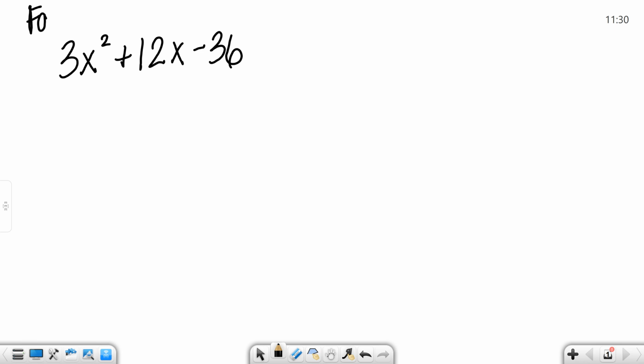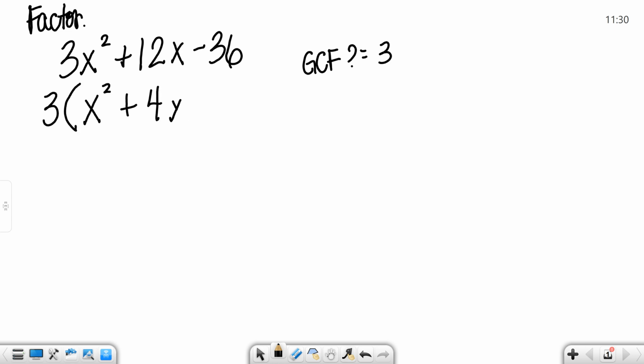All right, and my directions are just factor. Now, I said it last example, and so let me say it again. Anytime your directions say factor, you always look for a greatest common factor first. And this is a great example of why. These do have a greatest common factor. It's 3. So first I'm going to factor out my 3 from all of the terms.